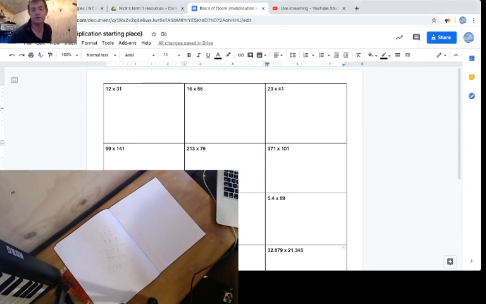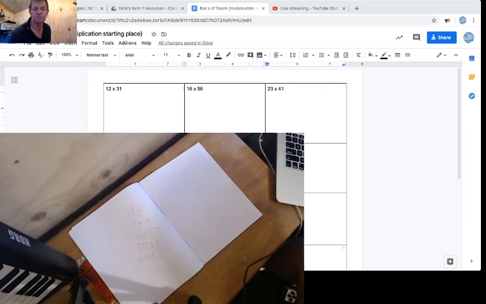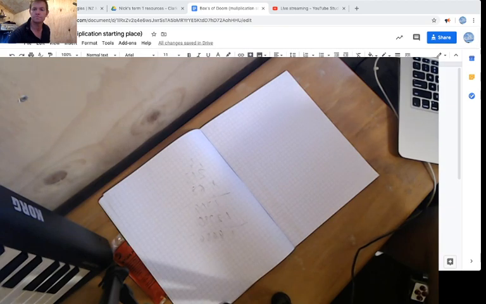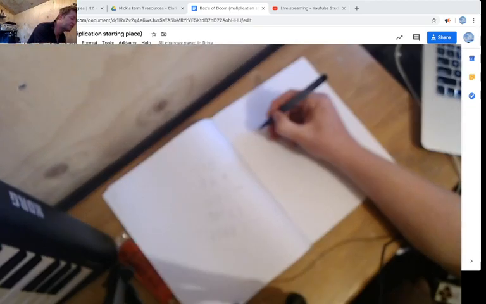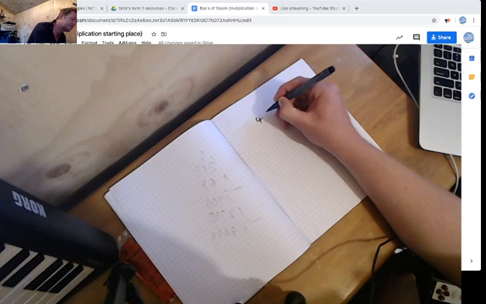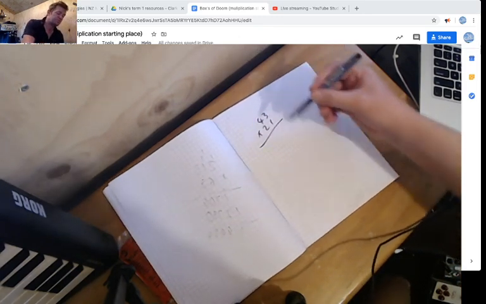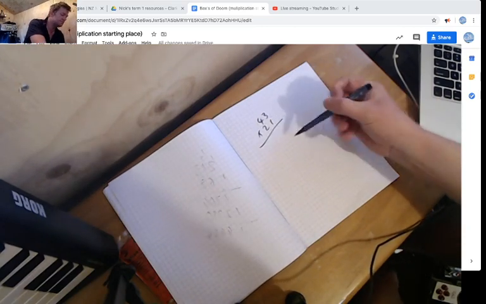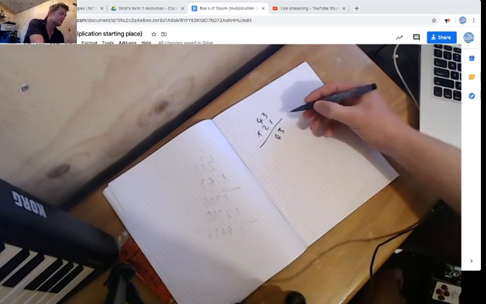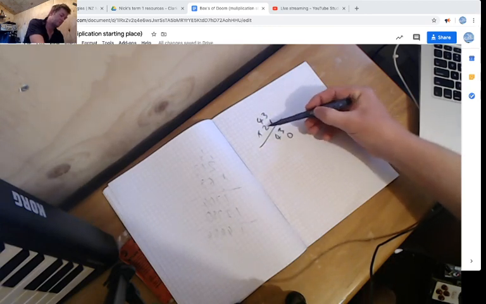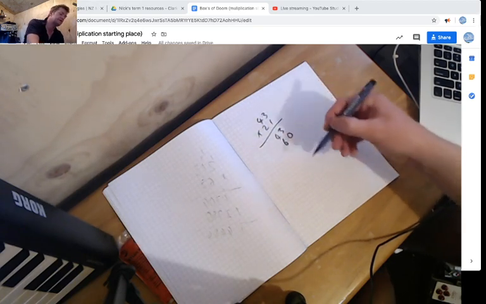Here we go. So I'm going to choose this one here, the 23 times 41, and I'm going to just modify it slightly, okay? So instead of 23 times 41, I'm going to go 43 times 21. So the problem with this, just go 1 times 3 is 3, 1 times 4 is 4, then put a 0 down because you're now doing the tens column. 2 times 3 is 6. 2 times 4 is 8.